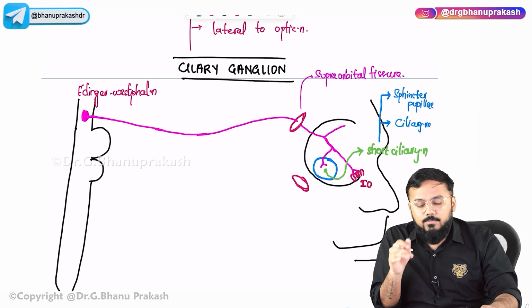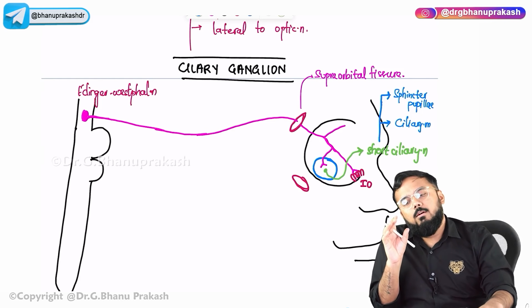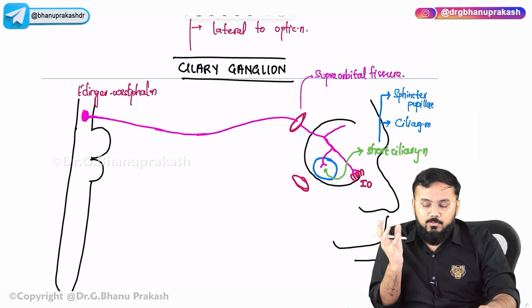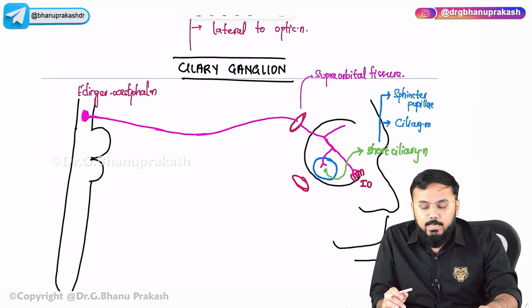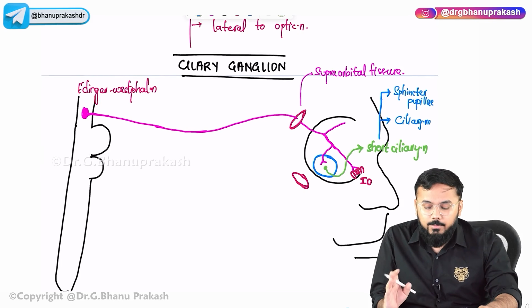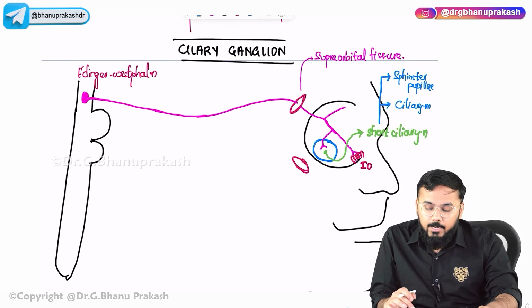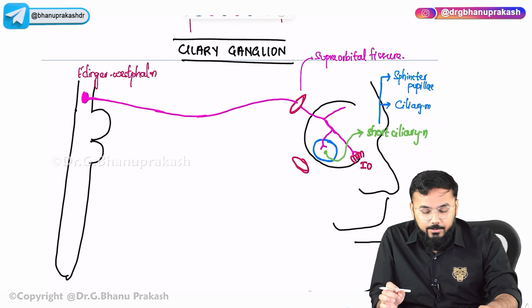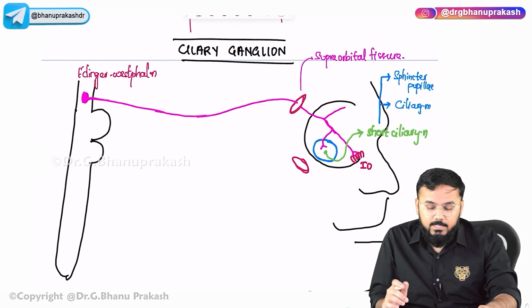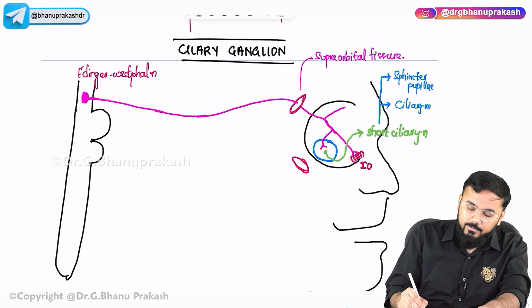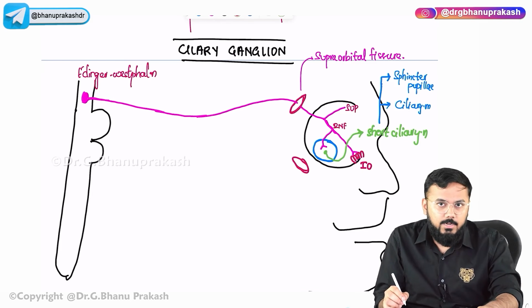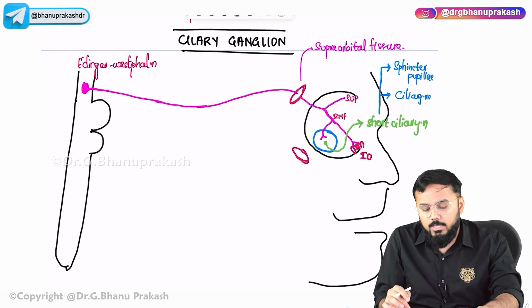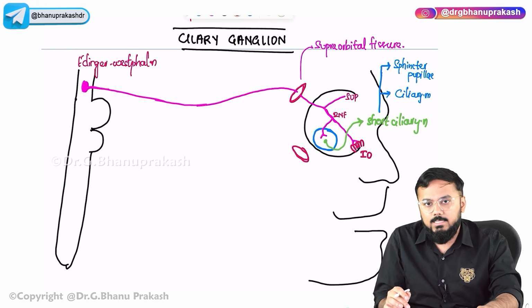So what is the function of this? This will mainly cause the accommodation. It is responsible for the accommodation as well as the pupillary constriction. So the ciliary muscle as well as the sphincter pupillae, that is supplied by what? The short ciliary nerve. Okay, and by the way, this is your superior division, as I told you, and this is your inferior division. Superior as well as inferior division. So this is all the important things which you need to know regarding the ciliary ganglion.